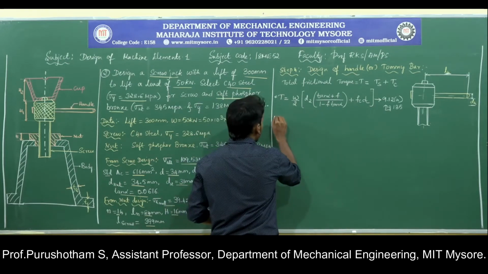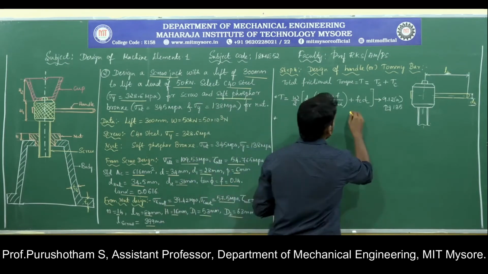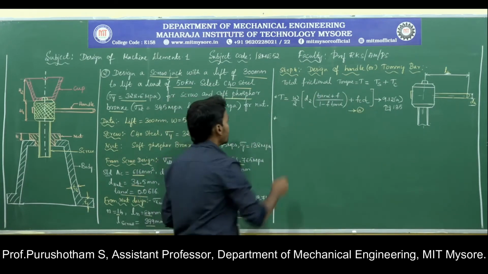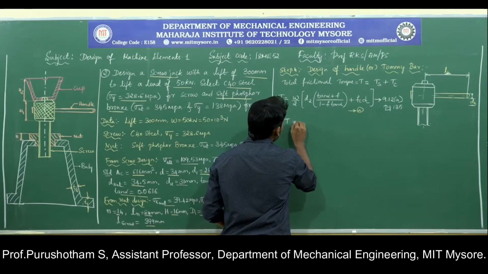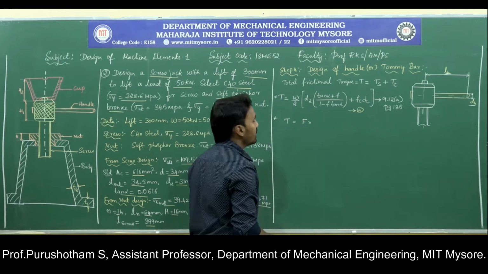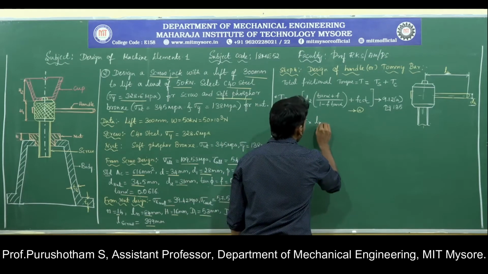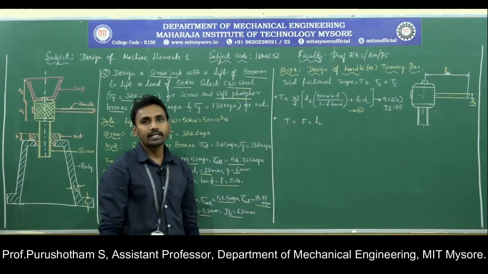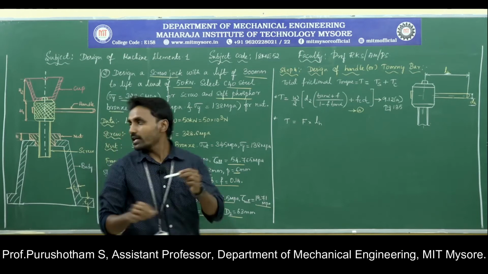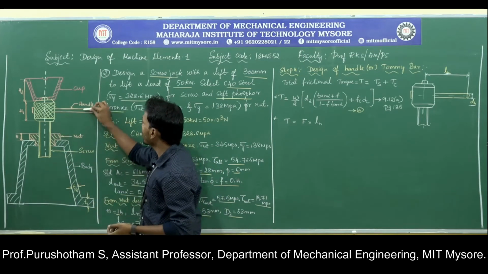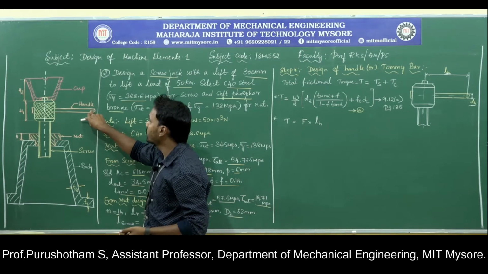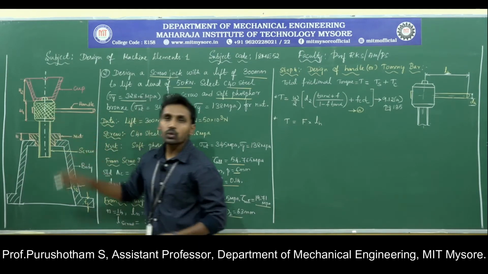Now, I will call this equation A. Then the torque is also given by the force exerted on the handle times the length of the handle. That means, this will be the screw jack, this will be the handle, and you are going to exert force on this handle, due to which the screw starts to rotate.